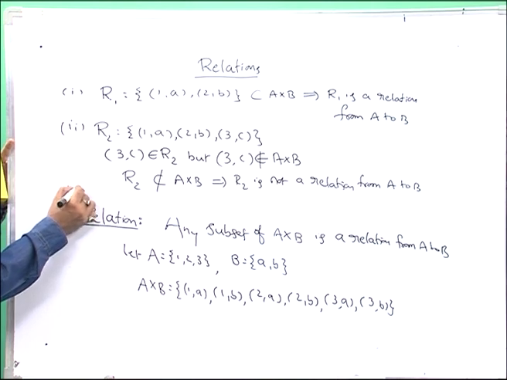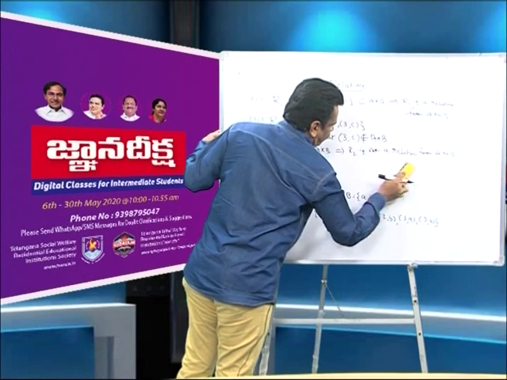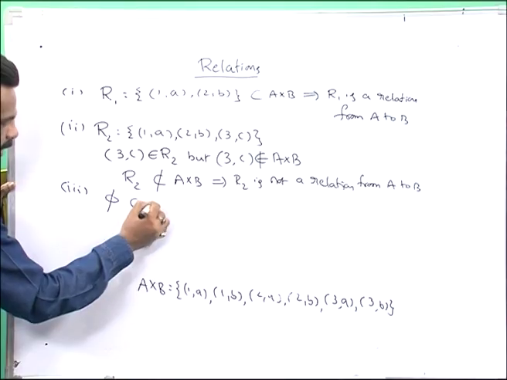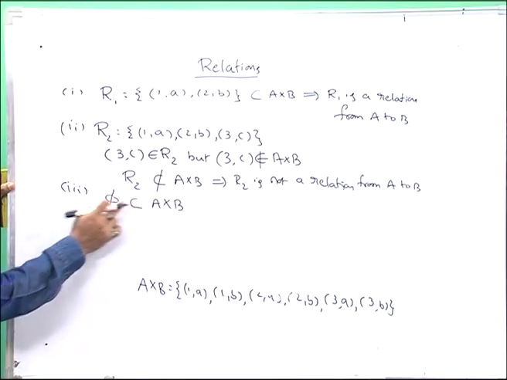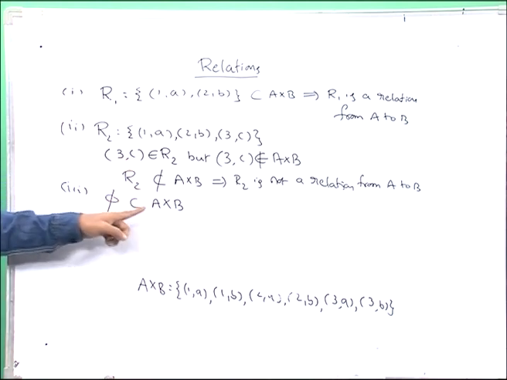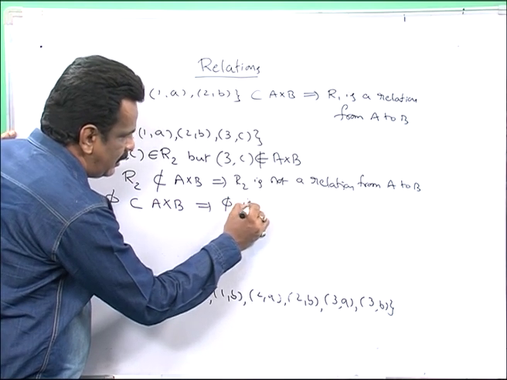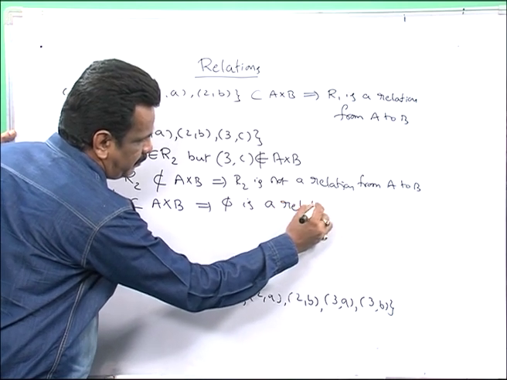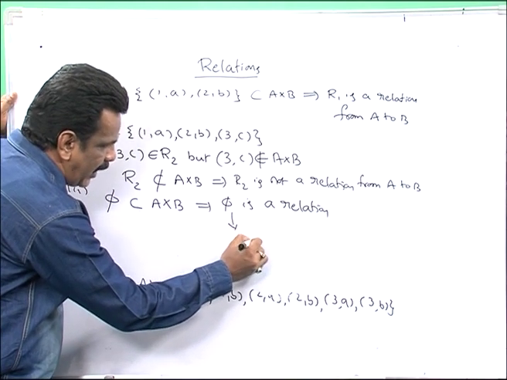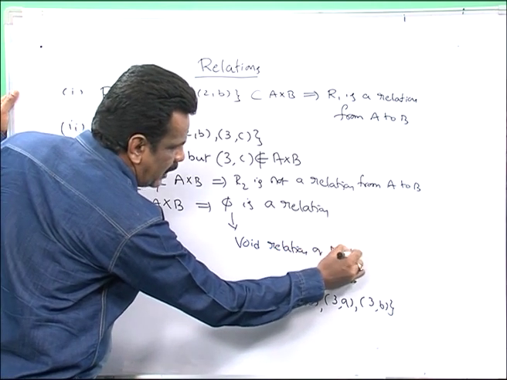And as example 3 we can take the empty set. Phi is a subset of any set; in particular phi is a subset of A cross B. The empty set is a subset of any set. In our discussion we are discussing A cross B, and hence phi is a subset of A cross B also, and hence we can say phi is a relation. If phi is a relation, we call this phi the void relation, or we can say the null relation.